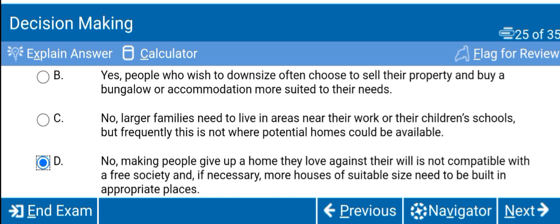Making people give up a home they love against their will is not compatible with a free society, and if necessary, more houses of suitable size need to be built in appropriate places.